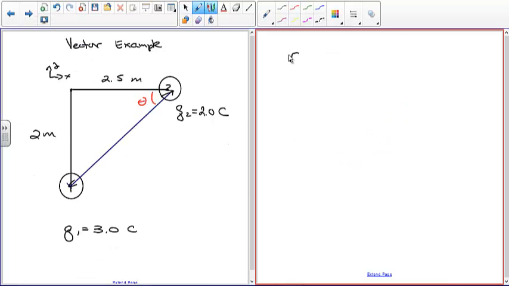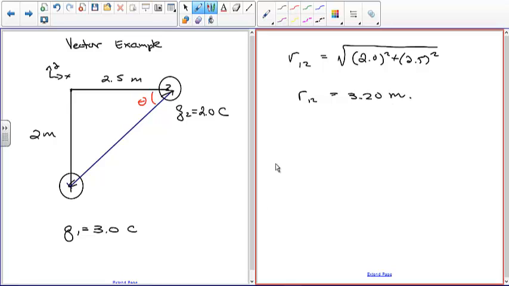So there's two things we've got to do. We've got to find the distance between the two. That is going to be just equal to the square root of 2.0 squared plus 2.5 squared, so the straight line distance. Take the square root of that, and you get that the distance between the two charges is 3.20 meters. Then you can use that distance to find the force between the two charges.